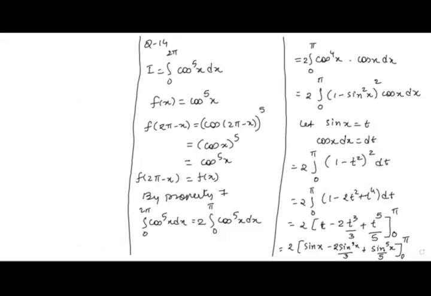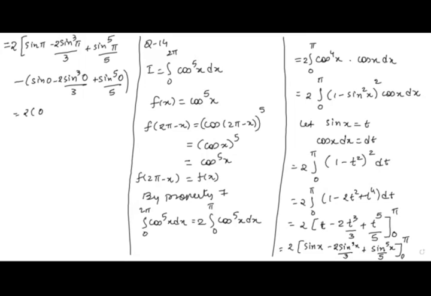So here first we'll keep the value of x as pi: sin pi minus 2 sin cube pi by 3 plus sin raised to 5 pi by 5, minus the bracket where we keep the value of x as 0. But I know that sin pi is 0 and sin 0 is also 0. So finally my answer will be 0.